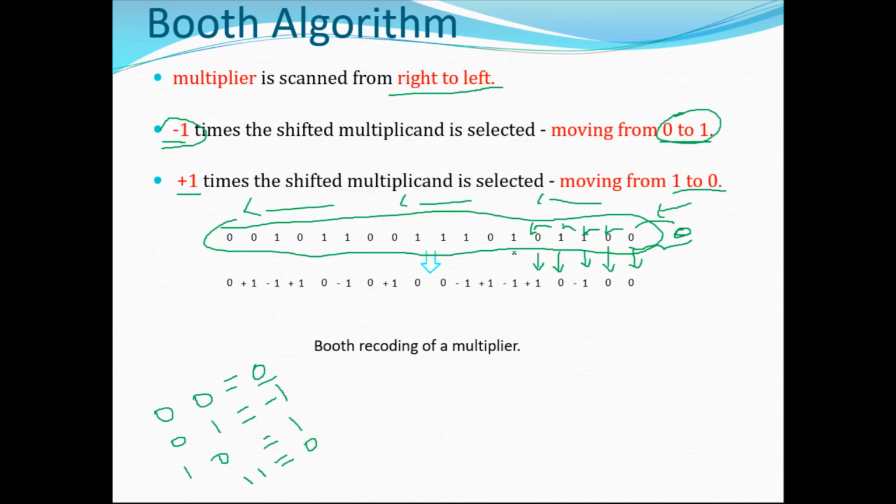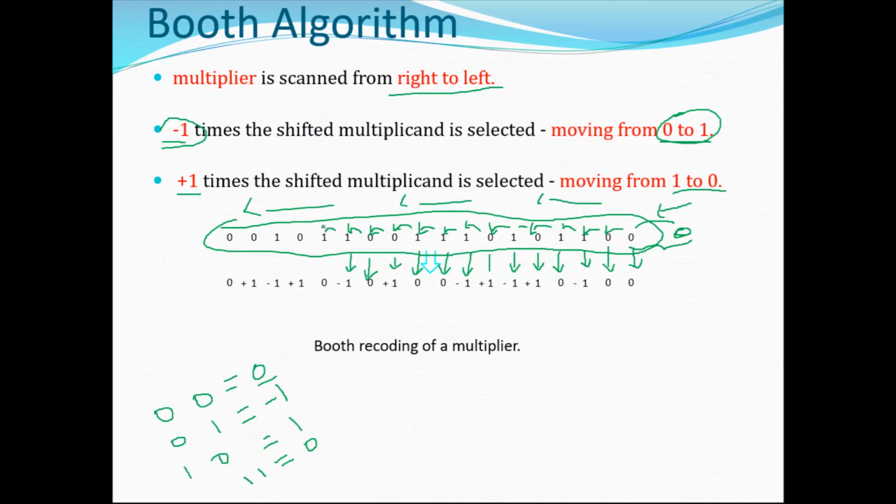This is 0 1, so this becomes minus 1. Again 1 0, so this becomes 1. Again 0 1, so this becomes minus 1. This is 1 1, so this becomes 0. Again this is 1 1, so this becomes 0. Again this is 1 0, so this becomes 1. Again this is 0 0, so this becomes 0. This is 0 1, so 0 to 1 means minus 1.